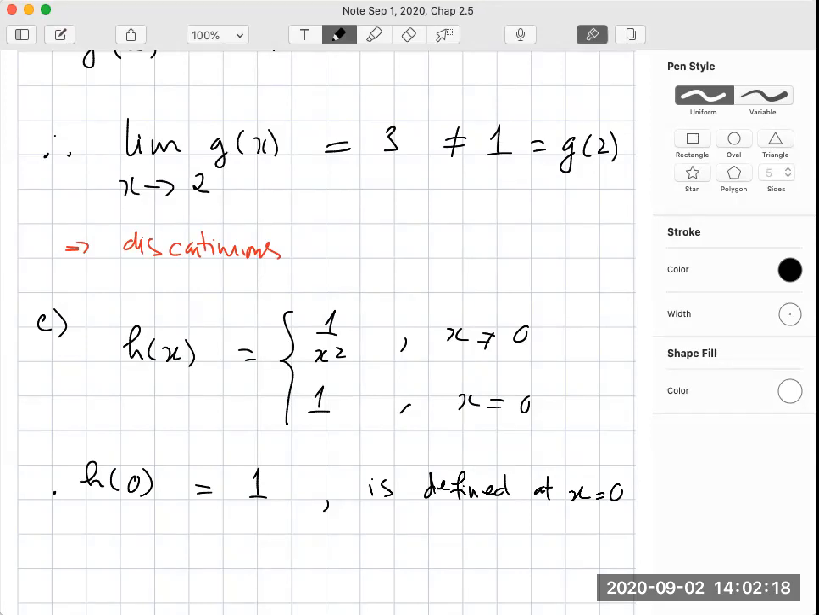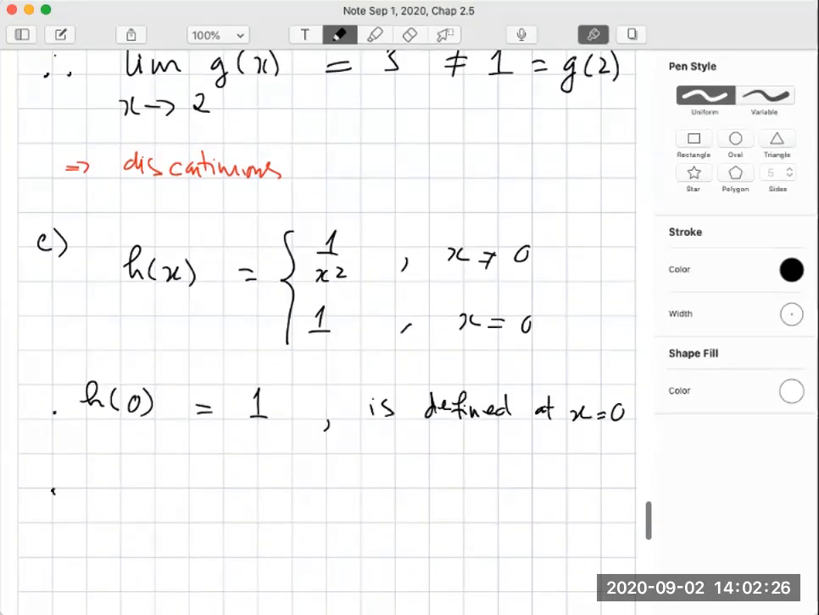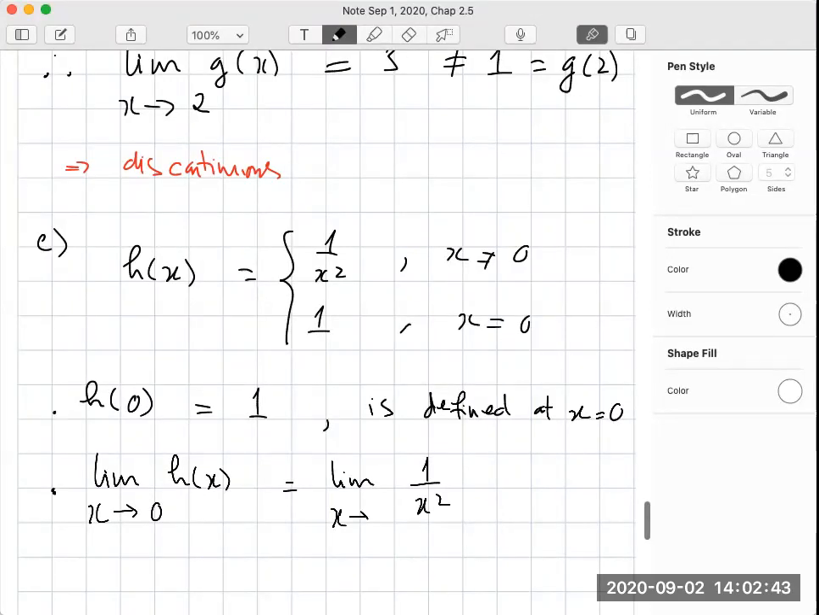So again, it is defined, then we need to find the limit of this, right? Now let us take a limit of h of x when x approaches 0, but not equal to 0, which is the limit of 1 over x squared when x approaches 0, right? And we see that when it comes closer to 0, it becomes a very big number. Or we write it, does not exist or equal to infinity here.